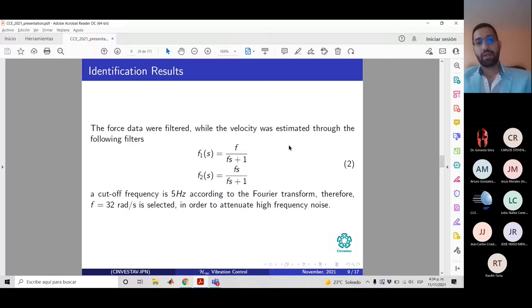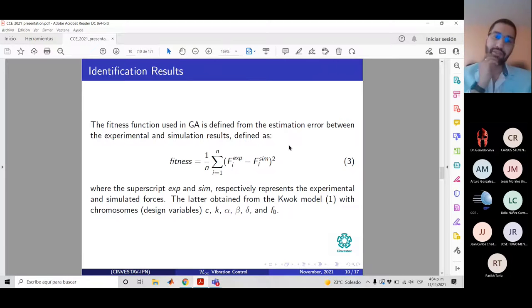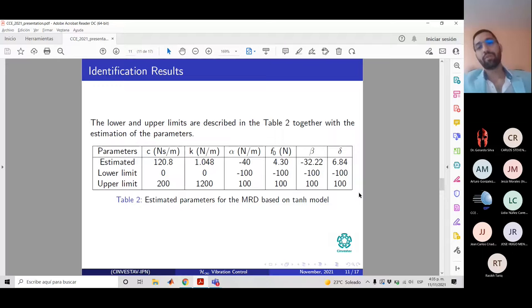The fitness function used in the genetic algorithm is defined by the estimation error between experimental and simulation results, defined as equation 3; it is a mean of the difference over all the data, where the simulation data is obtained by the model, with viscosity, stiffness, and other coefficients as design variables. The lower and upper limits are described in the table, together with the estimation of the parameters through Evolver from Palisade, which is an additional Excel package you can download and install as an extra package.